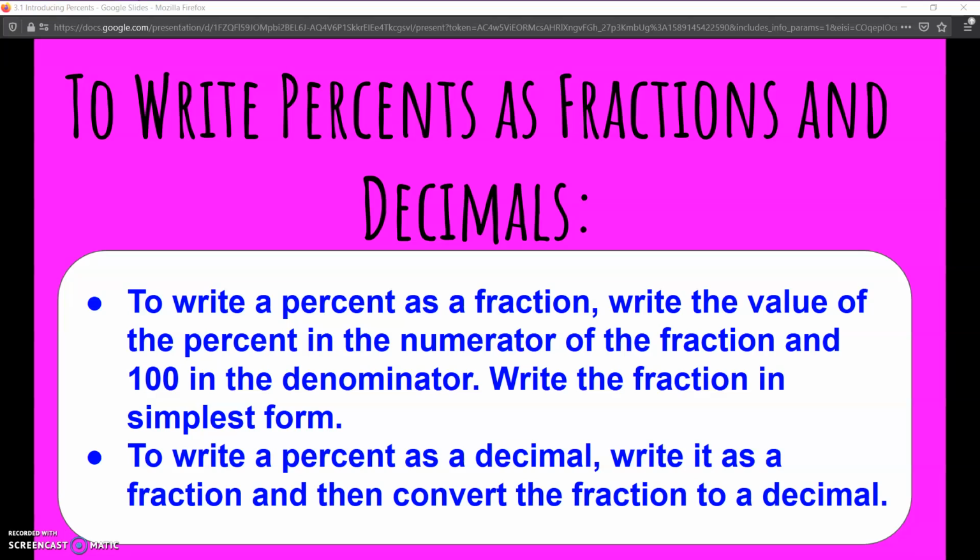To write percents as fractions, if you are given a percent, write the value of the percent in the numerator of the fraction, that's on top, and 100 in the denominator. Then write the fraction in simplest form. So it's kind of like writing a decimal in the hundredths place as a fraction, only you're always going to stick 100 under it. To write a percent as a decimal, write it as a fraction and then convert the fraction to a decimal.